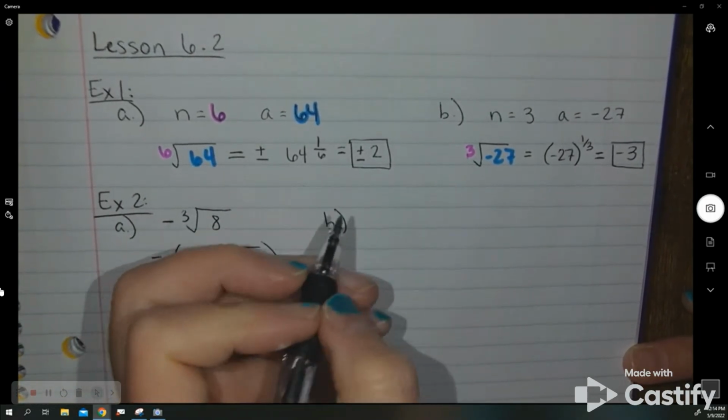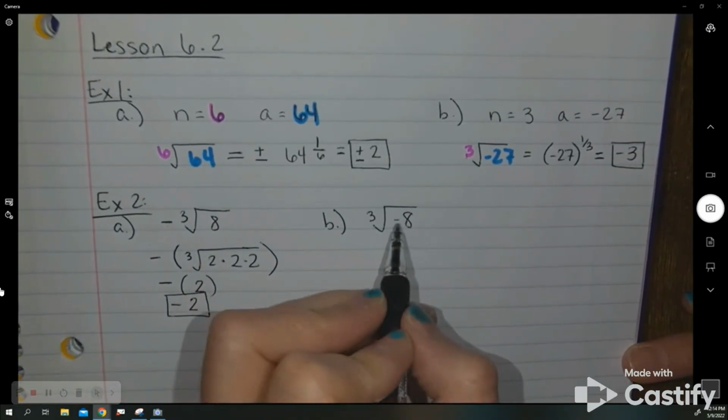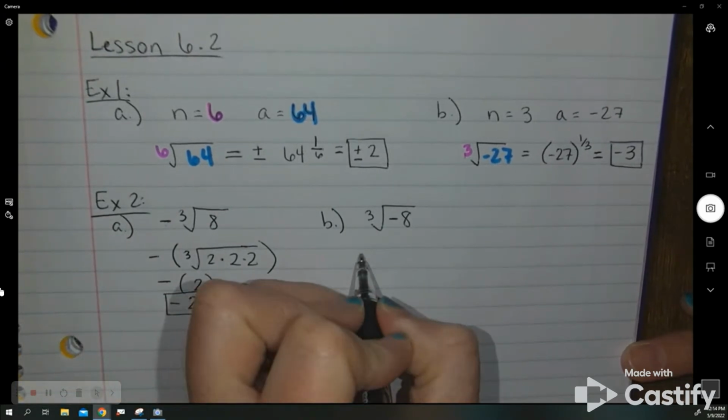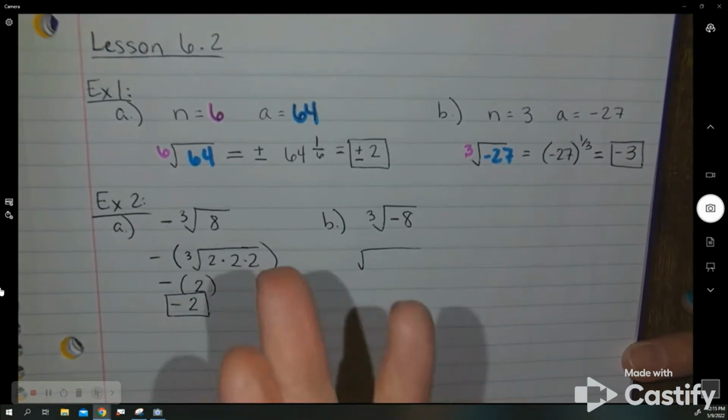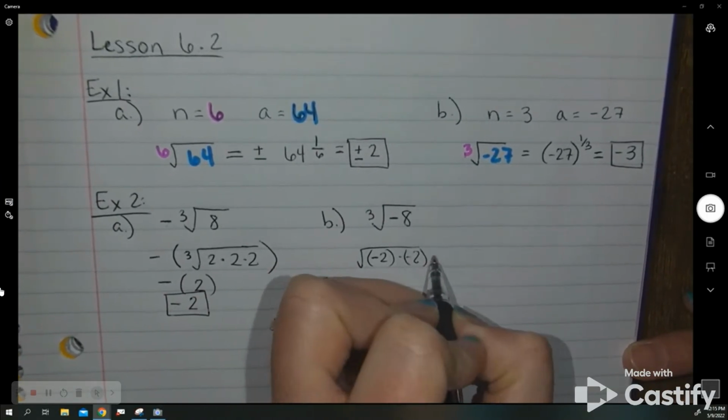For part B, we have just the cubed root of -8. So what this one is looking at is that negative sign is underneath. So the factors that we're dealing with to make -8 are going to be negative. So it would be like the cubed root. And again, we know 2 times 2 times 2 will give us 8. So this one would be like -2 times -2 times -2.